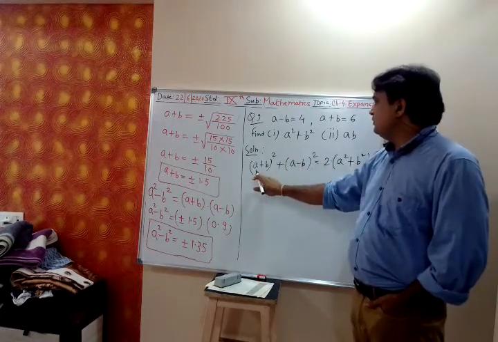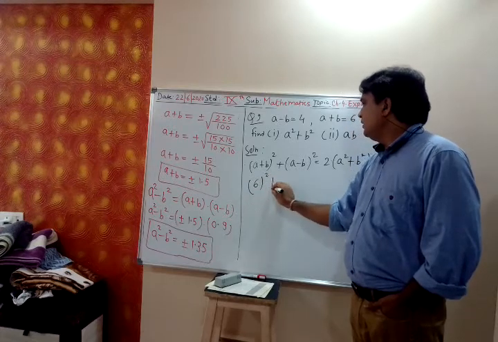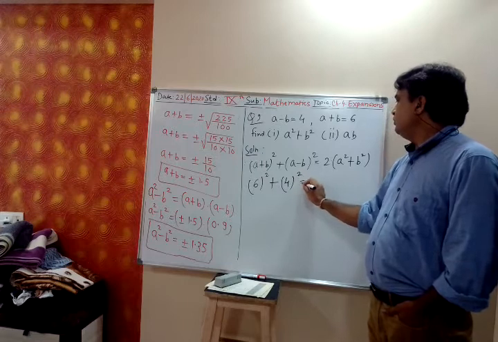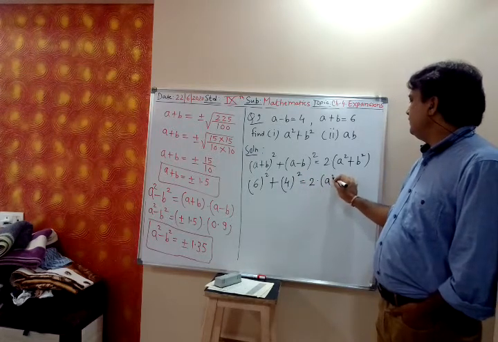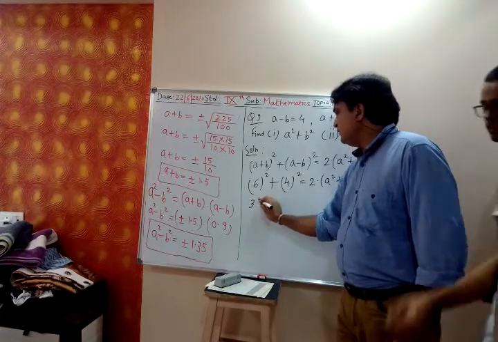Now we substitute the value. What is a plus b? 6 square plus a minus b, 4 square, is equal to 2 times a square plus b square, that we have to find. 6 square is 36.